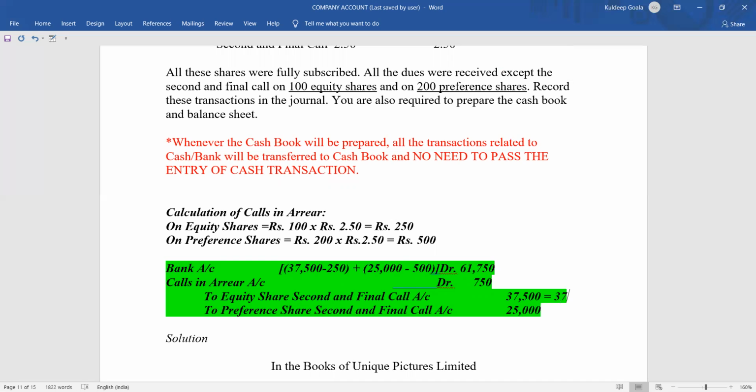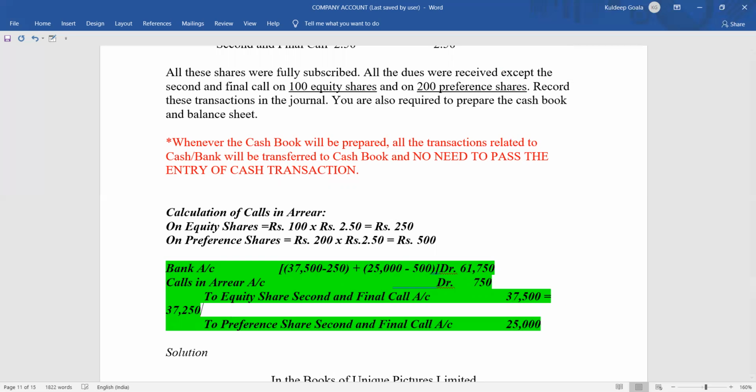37,500 minus 250. That means you have received 37,250 rupees, isn't it? You have received 37,250 rupees. So what is the arrear? The arrear is 250 rupees.